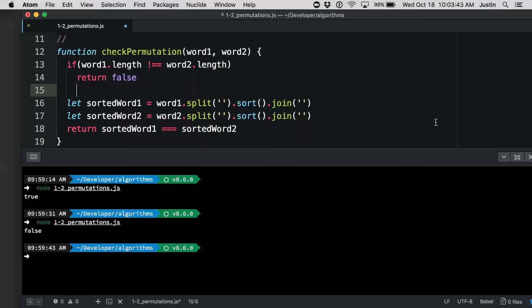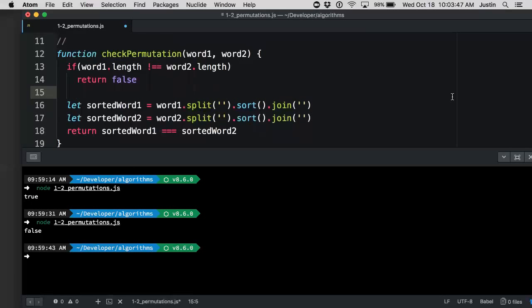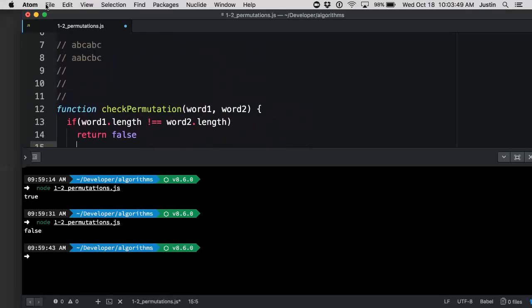If I had to do this without sorting, I would probably make objects. So there are two A's, two B's, and two C's. If I make an object out of that, it'll be 2A, 2B, and 2C. Then I would have to iterate through both of them and make sure they have the same values. You can build the object once.